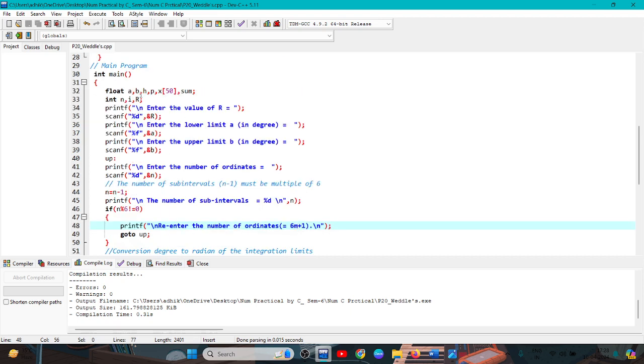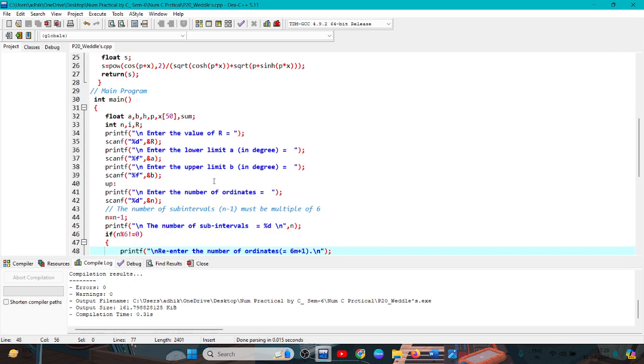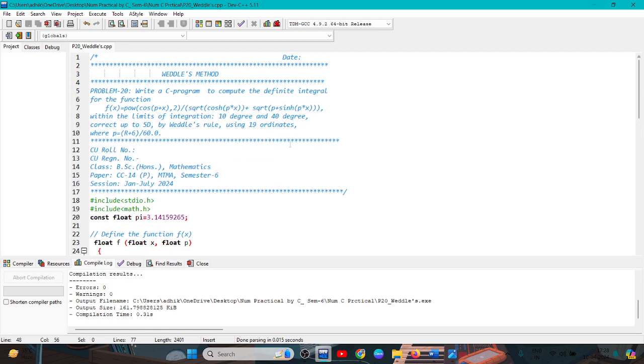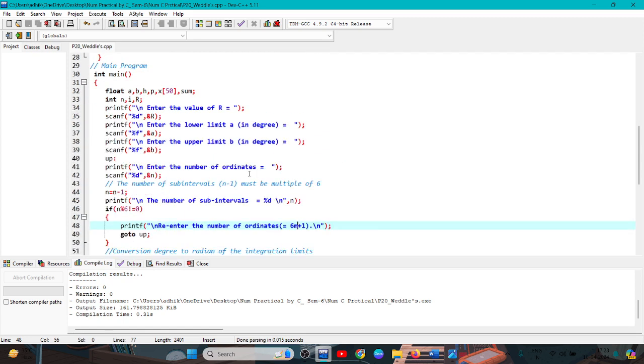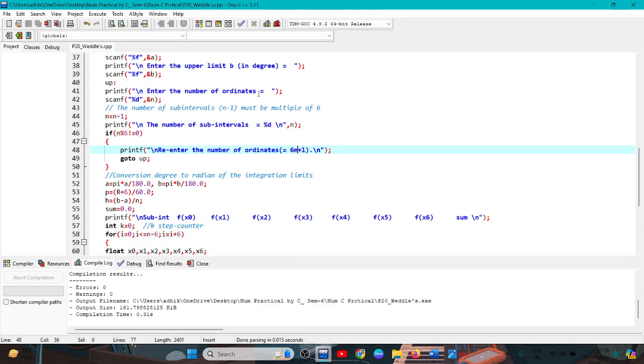Declare float variables a, b, h, p, x with a one-dimensional array of size up to 50, and some integer variables n, i, r. Enter the value of r. Enter the lower limit a in degrees, which is equal to 10 degrees, and the upper limit b in degrees, equal to 40 degrees. Enter the number of ordinates or nodes, which is 19 ordinates here. Now n minus 1 is the number of subintervals, so the revised n is equal to n minus 1.